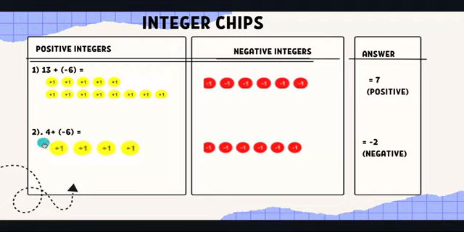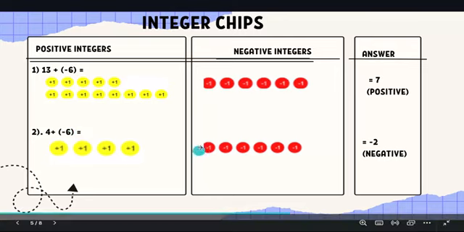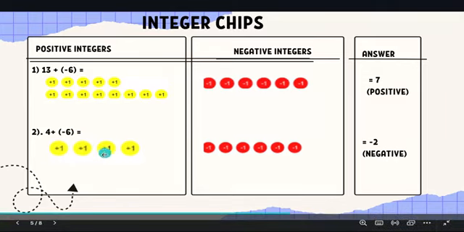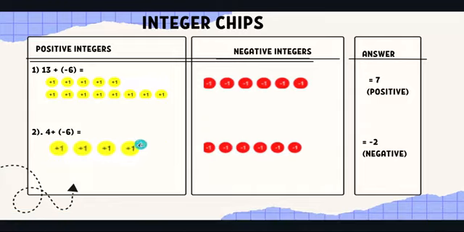Okay. All right. Next, I have 4 positive integers. And then I have 1, 2, 3, 4, 5, 6 negative integers. So what I'm going to do is X this out, and then I take one from over here, and I take one from over here, and one from over here, and one from over here, and then I form one last 0 pair with this integer and that integer. And what I'm left with is 2 extra negative integers. So my answer is going to be -2.